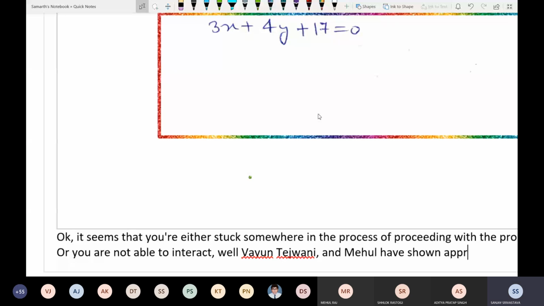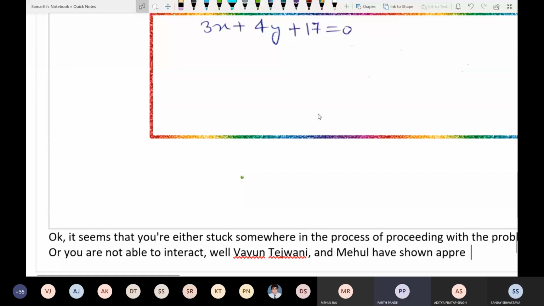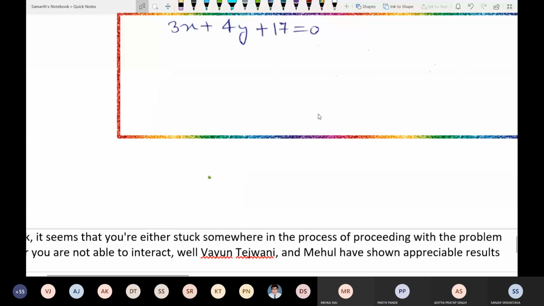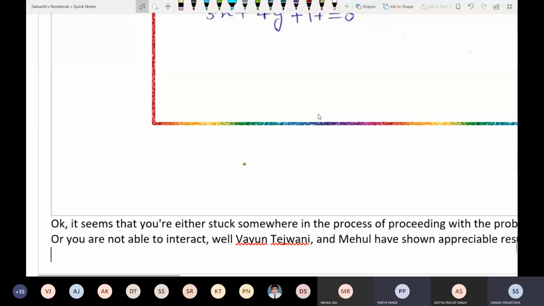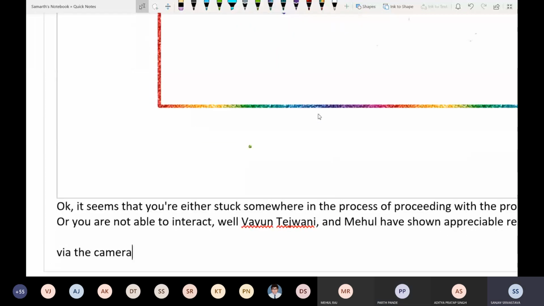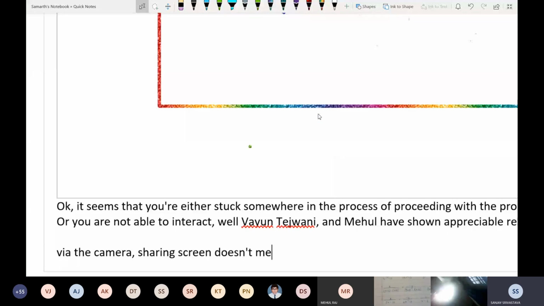So, Tejwani, how am I supposed to show you the working? Better, like the other boys are sharing the screen, na? Via the camera, sir. Yes, sir. So can you see? Just show me, better. Who is this? Acha, Parth Pandey. So 1 minute, x upon minus 2 is equal to minus y upon 1 upon minus 2. Absolutely correct, beta. Very nice. Very good, beta.